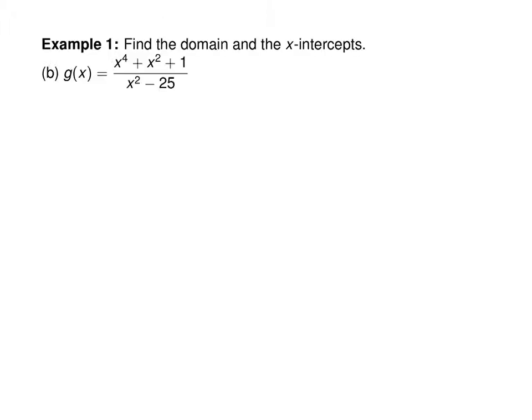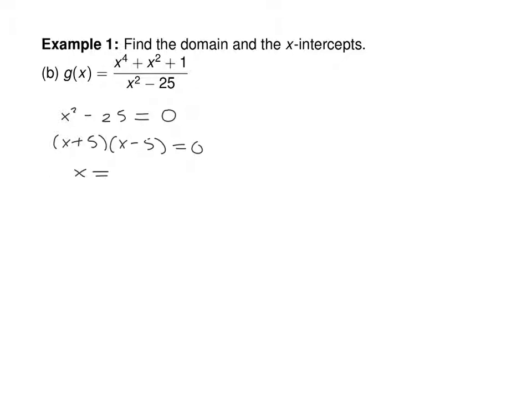Alrighty, next one. So find the domain. Are there actually going to be numbers to leave out this time? Yes. So the numbers you can't plug in are the ones that make your denominator 0. Does x squared minus 25 factor? Yes. What does it factor into? x plus 5, x minus 5.